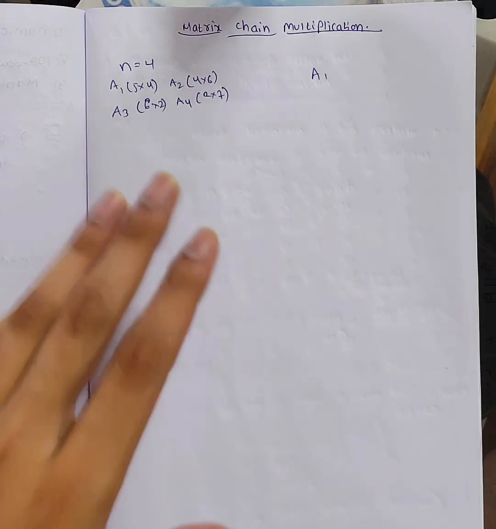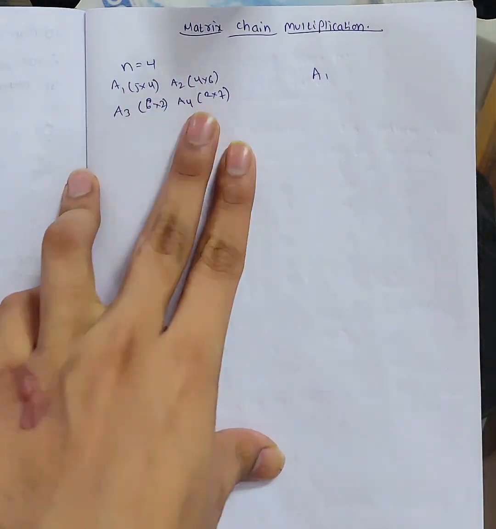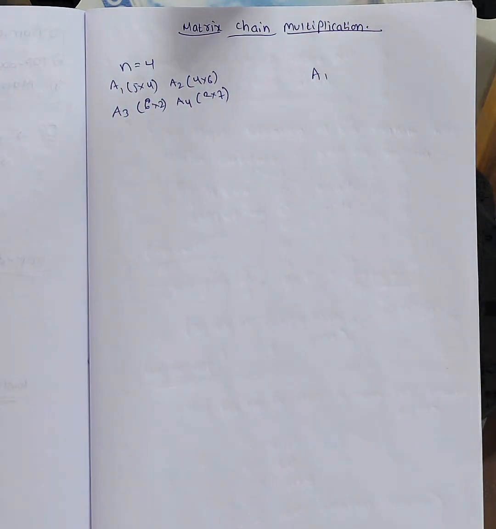Now we have to multiply A1, A2, A3 and A4. So why do we use matrix chain multiplication? Using dynamic programming. What does dynamic programming mean? It is nothing but there will be many solutions for a given particular problem, so choosing the best one, which is easy. Dynamic programming helps us to do that.